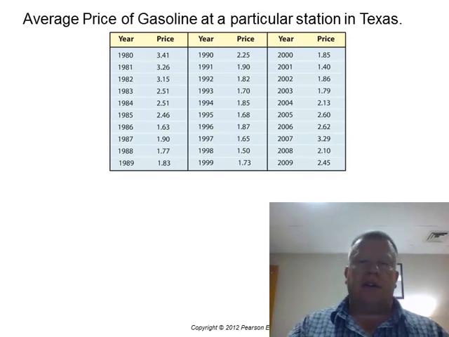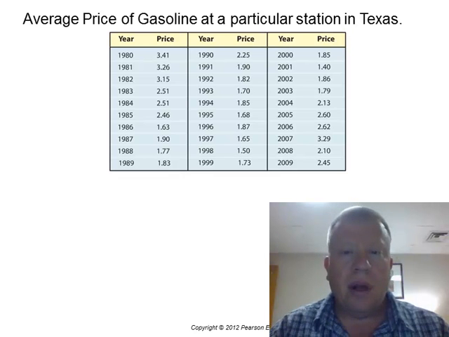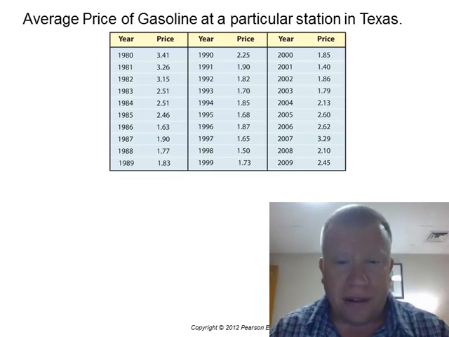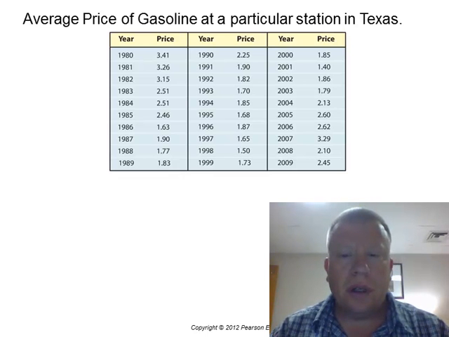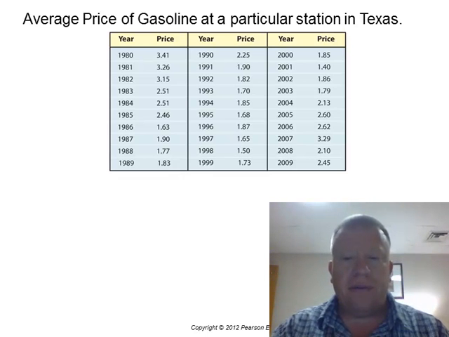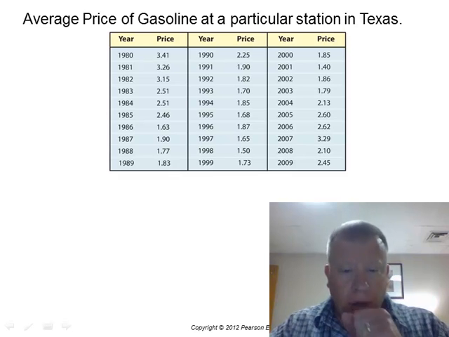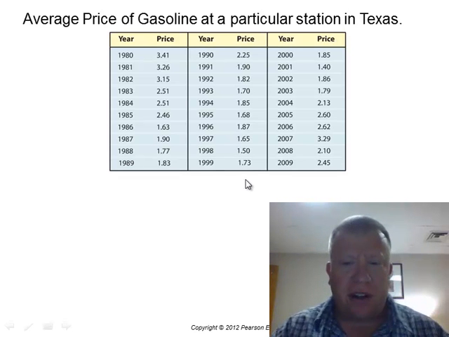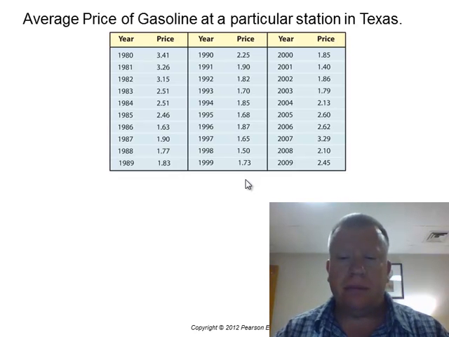Well, here's an example of a function. It's not in the form of an equation, but what we see here is price of gas as a function of time. In this case, it's going to be years. And here we have inflation adjusted price for gas since 1980.